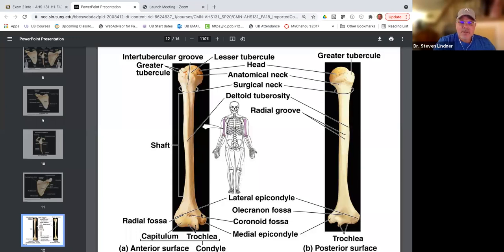Okay, so make sure you know, and also the medial epicondyle is certainly more palpable, like you can feel it more easily than the lateral epicondyle, and that's because it sticks out more.